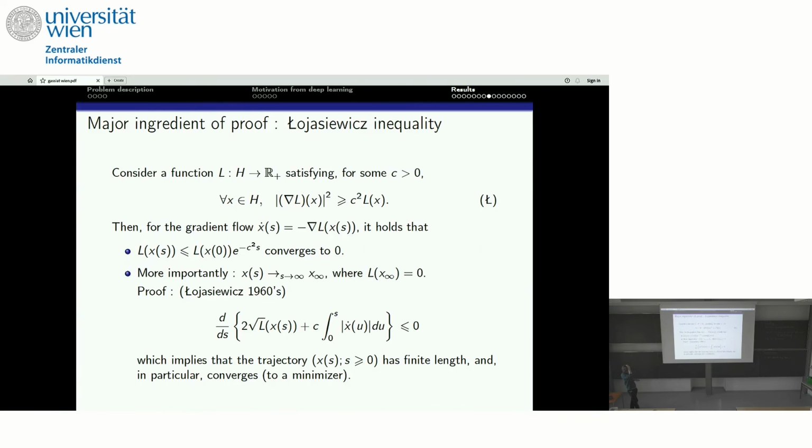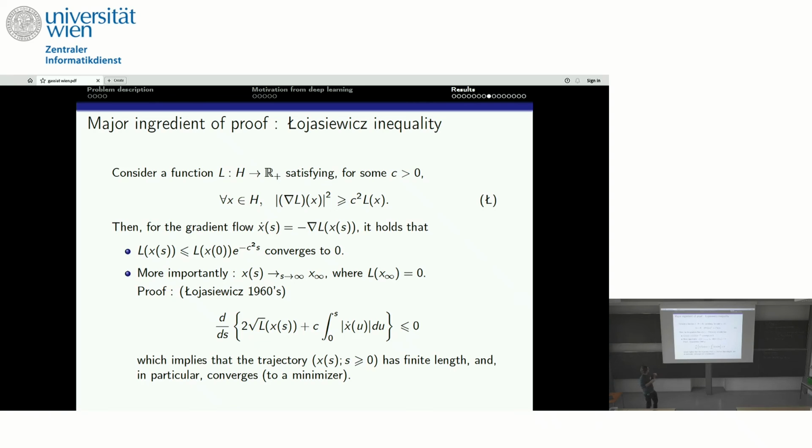Okay, so let me explain a little bit of the proof. The major ingredient is to use the Łojasiewicz inequality. Let me explain what this is. This is a very standard thing in gradient flow, but if you have not studied gradient flow, maybe you have not seen this before, and I had not seen this before we started this project. It's a very, very nice argument, I think. So if you remember one thing from this talk, maybe this should be it.